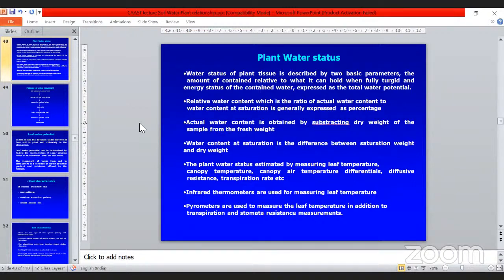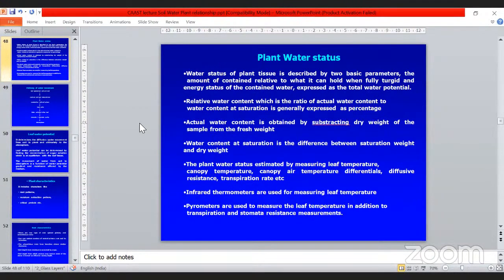So this much amount of water has been absorbed by the plant at particular stages, and then we can go for the relative growth rate: how much photosynthesis has been developed by the particular plant at a particular stage. So this is the relative growth rate, actual growth rate, or different growth rates in your measurements. The water content at saturation is the difference between the saturation weight and the dry weight. The plant water status is generally estimated by measuring the leaf temperature, canopy temperature, canopy-air temperature differentials, diffusive resistance and transpiration rates.